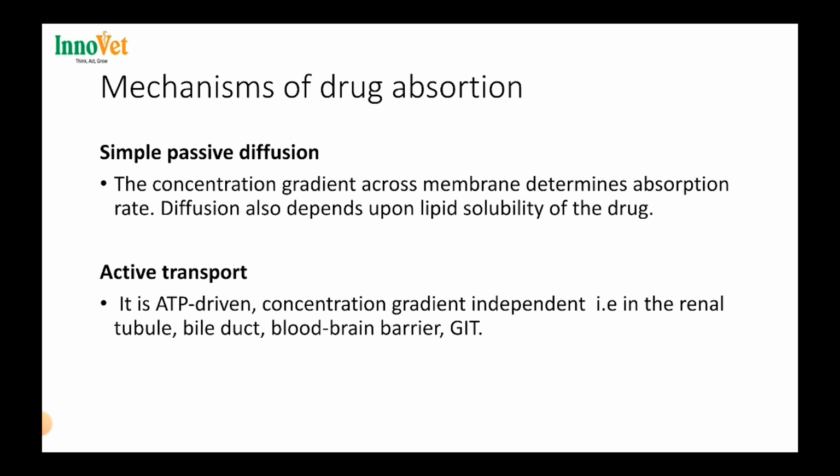The second mechanism is active transport. Just like the word active, it requires energy. So it is an ATP driven process, and it is independent of the concentration gradient. It is simply the movement of molecules across the membrane using energy, against the concentration gradient. We can see this in the renal tubules, the bile duct, the blood-brain barrier, and the GIT.